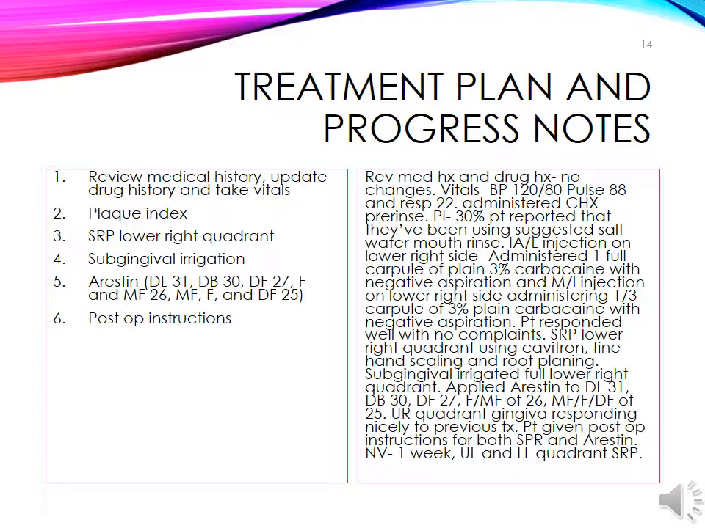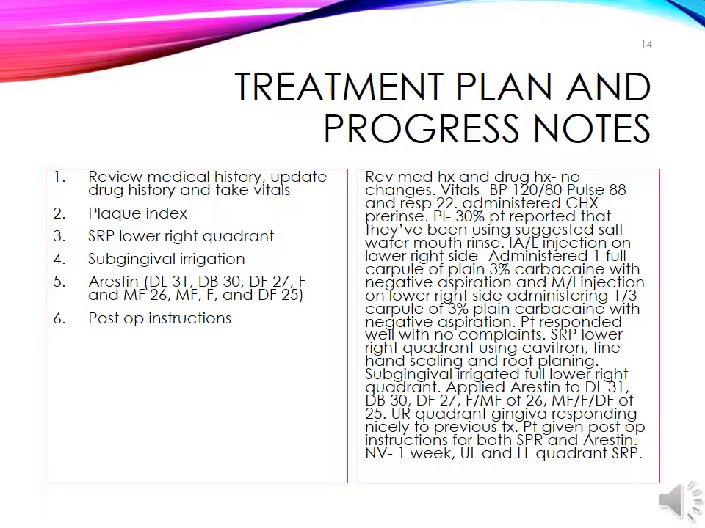SRP lower right quad using Cavitron, fine hand scaling, and root planing. Subgingivally irrigated full lower right quad. Applied Arestin to distal lingual of 31, distal buccal of 30, distal facial of 27, facial and mesiofacial of 26, as well as mesiofacial, facial, and distal facial of 25.